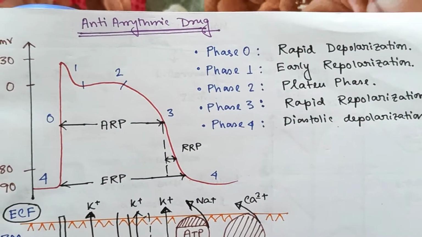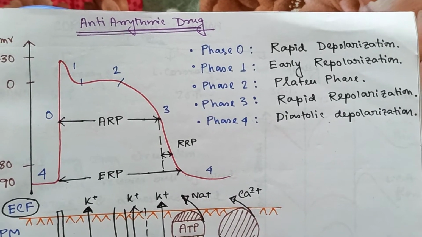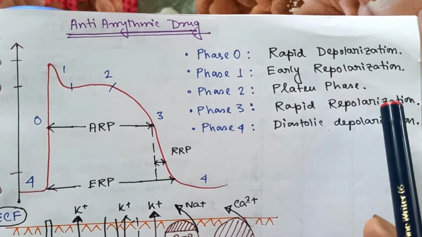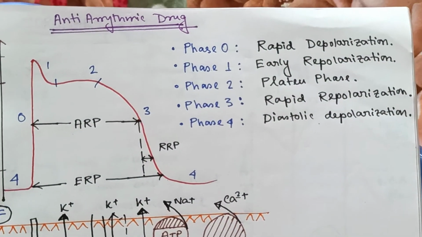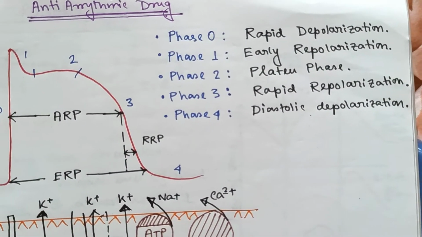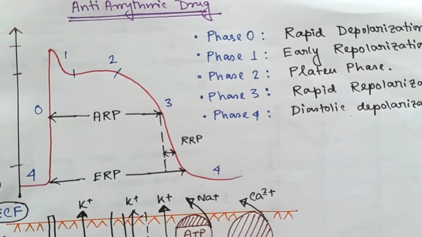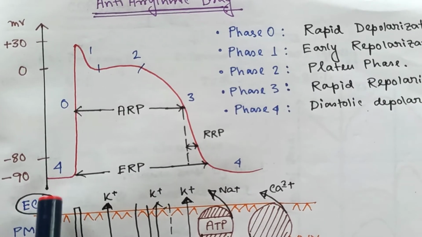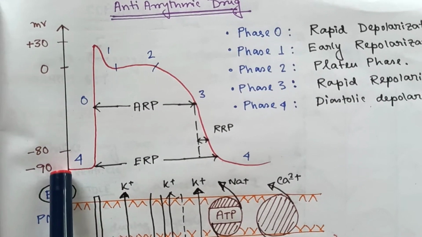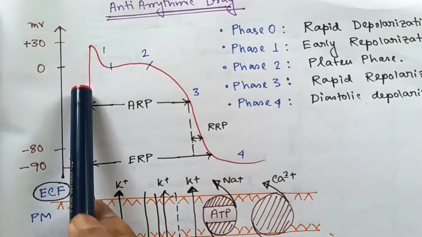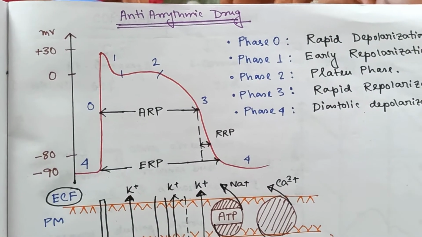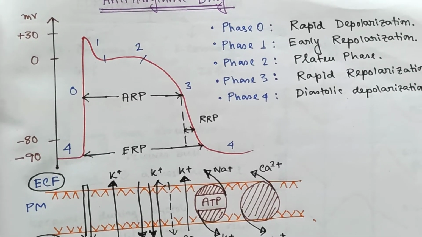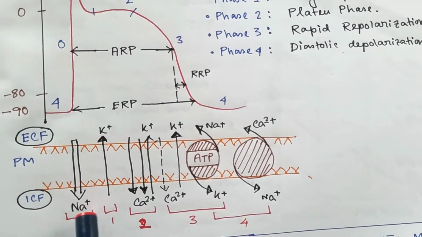Phase 0 is called rapid depolarization, phase 1 or early repolarization, phase 2 or plateau phase, phase 3 or rapid repolarization, and phase 4 called diastolic depolarization. So, in normal condition, the diastolic depolarization persists, that is the resting membrane potential, and from this the action potential will generate.